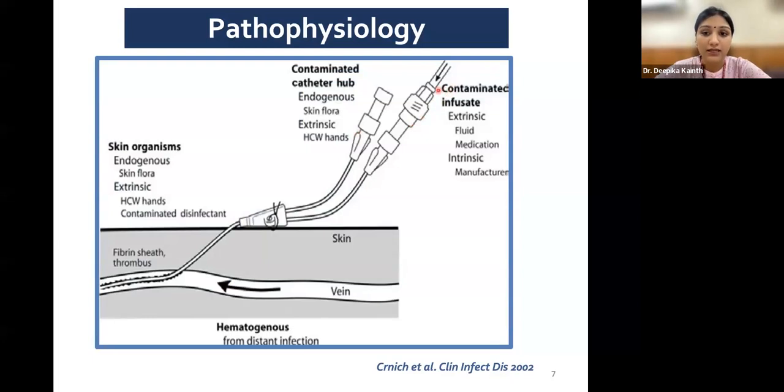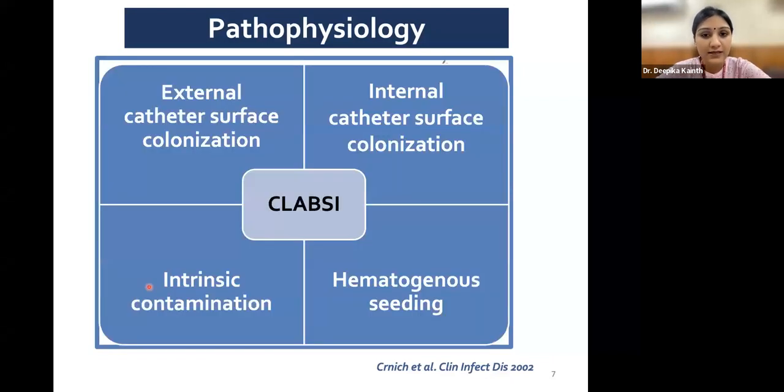Then the fluids that we're infusing, like the IV fluids, parenteral nutrition, and medications such as inotropes, and so many other fluids that we infuse through the central catheter can also be contaminated. So contaminated infusate is also one of the sources of CLABSI. The third important source is hematogenous infection. An infection elsewhere in the body can travel through the bloodstream to the local site where the catheter is in place and lead to colonization of the catheter and widespread dissemination of the bacteria, causing CLABSI. So there are four major mechanisms: external catheter surface colonization, internal catheter surface colonization, intrinsic contamination of the fluids that we're infusing, and hematogenous seeding from a distant site.